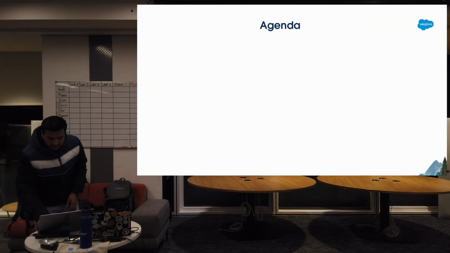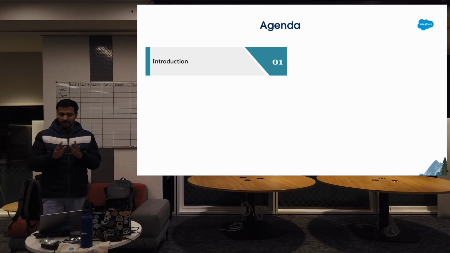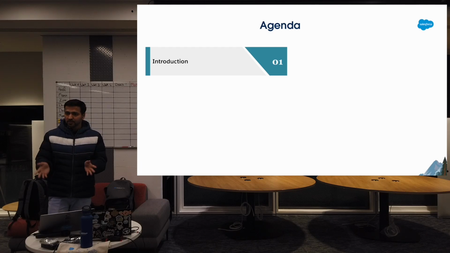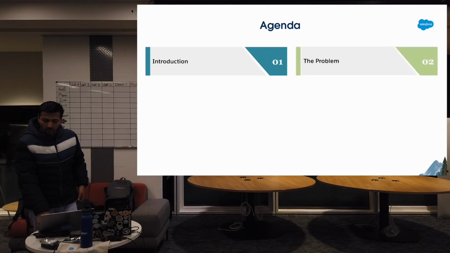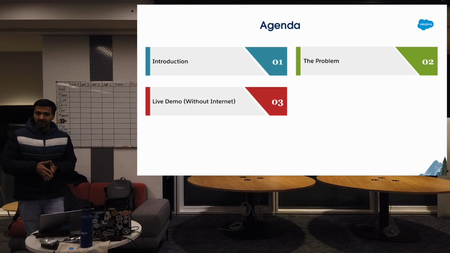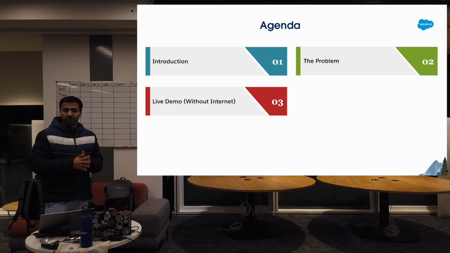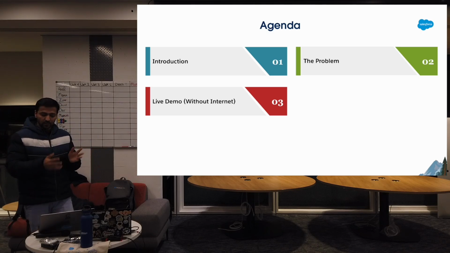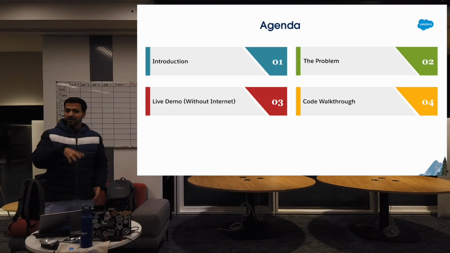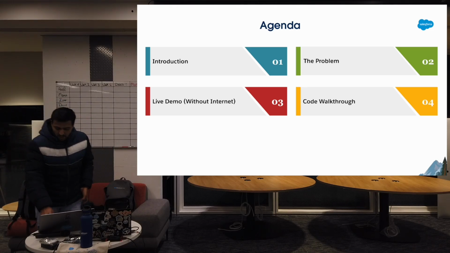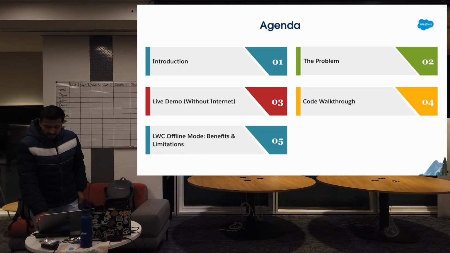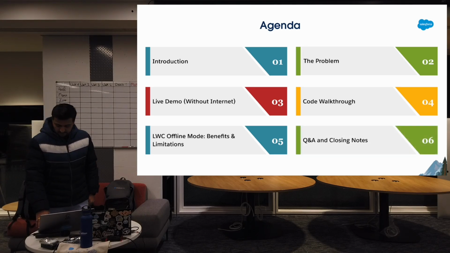The agenda for today: we will do an easy introduction for someone who doesn't know what Field Service Lightning is, how it is used, and why we use it. Then we will look at the problem, again a real life scenario. Then we will look at the live demo, which is the fun part. I'll try to demo without internet, and then I'll explain how it works. Then I'll go through the code, how I built it, how I deployed it to the Field Service app, and what sort of permissions we require. Then we will see some benefits and limitations of building those components. And then in the end, if you have any questions.